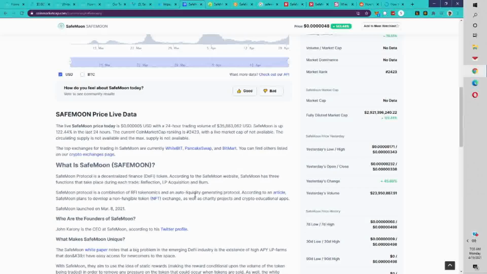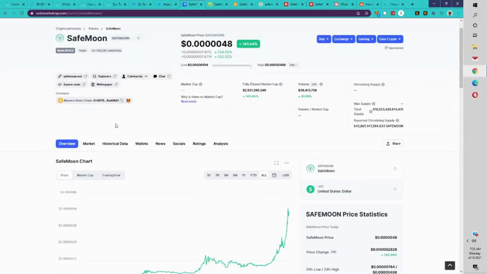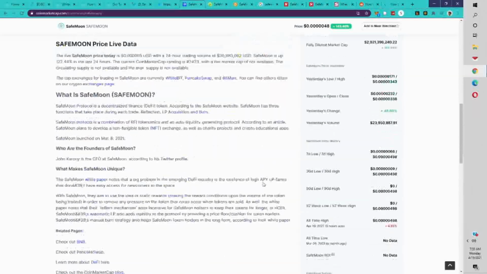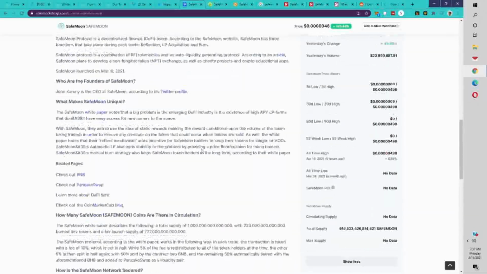So how does Safemoon work? Safemoon is a decentralized finance token on the Binance Smart Chain. Safemoon has three functions that take place during each trade: reflection, LP acquisition, and burn. Safemoon protocol is a combination of RFI tokenomics and the auto liquidity generating protocol. According to an article, Safemoon plans to develop a non-fungible token exchange, as well as charity projects and crypto educational apps. Safemoon launched on March 8, 2021. John Carney is the CEO at Safemoon, according to his Twitter profile.